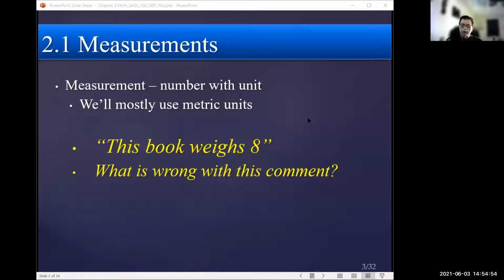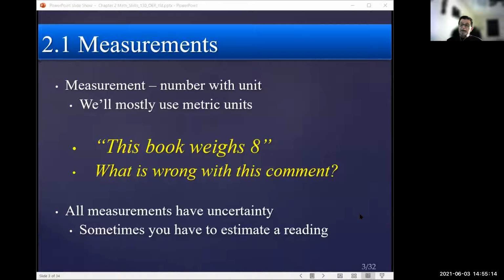Now, a number is important, obviously, but more important than that, we need a unit. So if we've got something that says the book weighs 8, what does that mean? It doesn't mean anything. We could have said 8 pounds, 8 tons, 8 ounces. That's the problem, because it does not have any units. The other thing we need to grasp with respect to units and numbers is that all measurements, anything that you measure, has a degree of uncertainty.